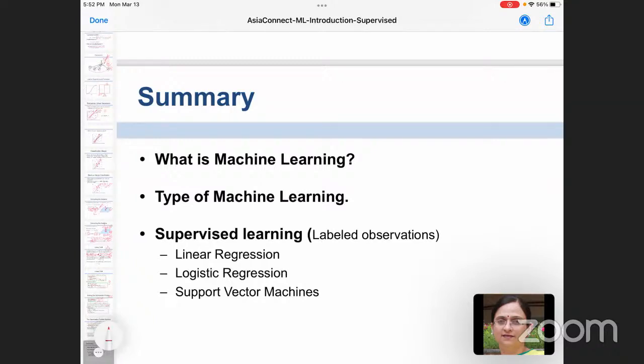Because normally in class we cover linear regression in one class, and logistic regression in one class, with a little bit of mathematical details. Here I omitted many things, and support vector machine in one or two classes.